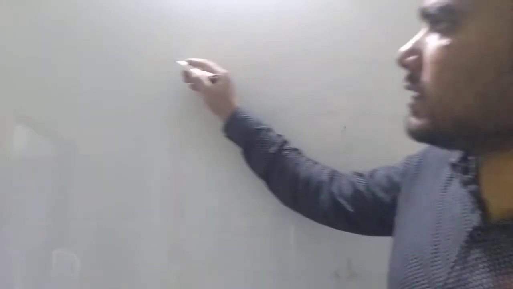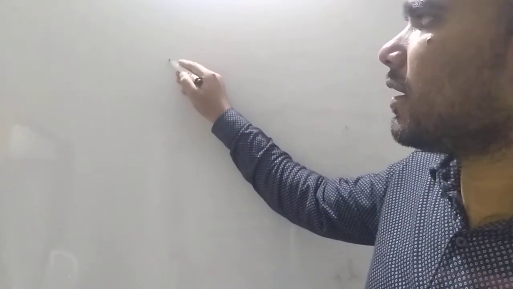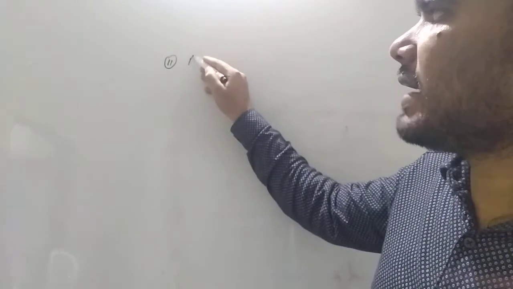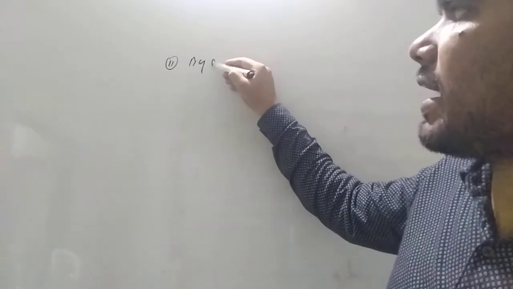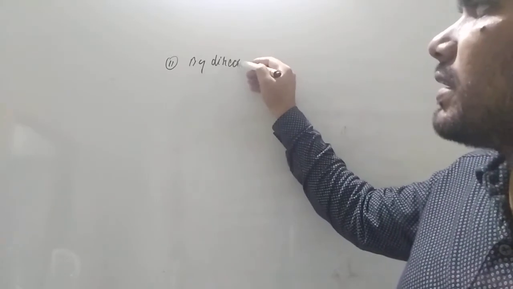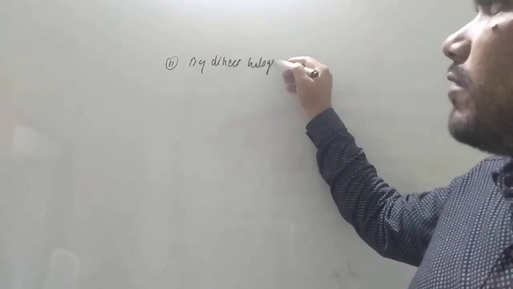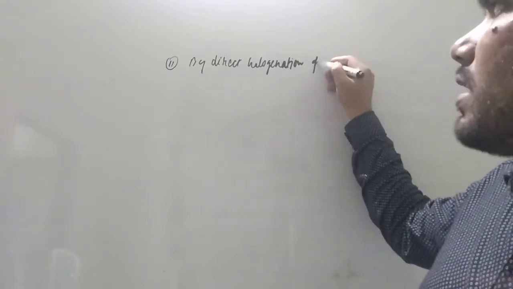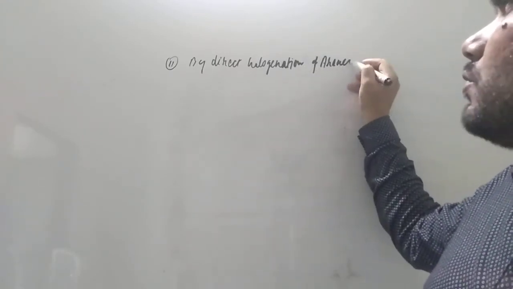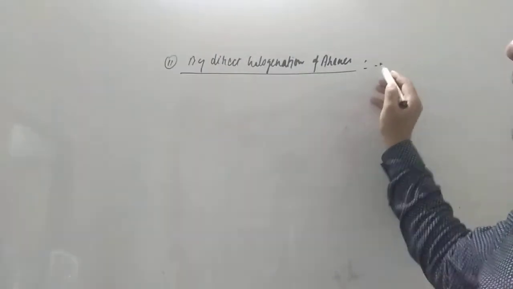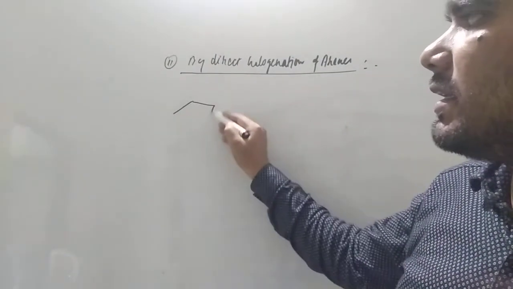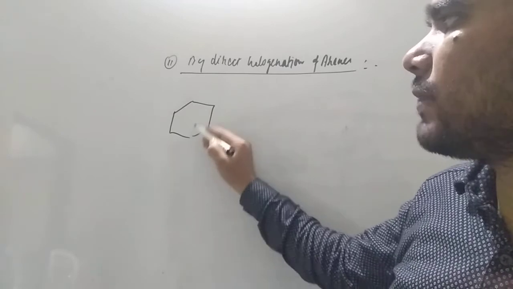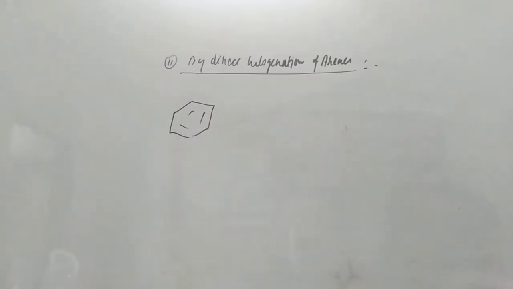Now let us move to another method, students. The second method is direct halogenation of arenes. How can you do the direct halogenation of arenes, student? Suppose we have the benzene ring.